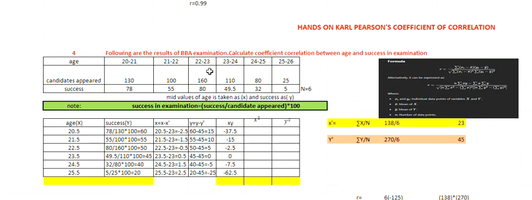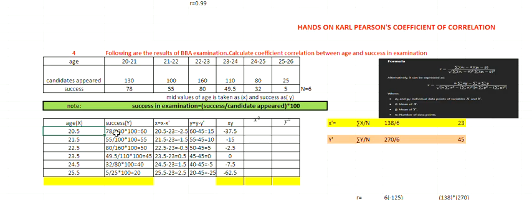Then candidates appeared also we have to consider, because depending on the number of candidates we have to calculate it. Now the second thing is how to write the value of x and the value of y. The age is not mentioned as 21, 22, 23. They have given the age group from 20 to 21, 21 to 22. In such a situation, age could be 20.1, 20.2, 20.3, so we don't know the exact value. So to be accurate, we take the midpoints, 20.5, 21.5.